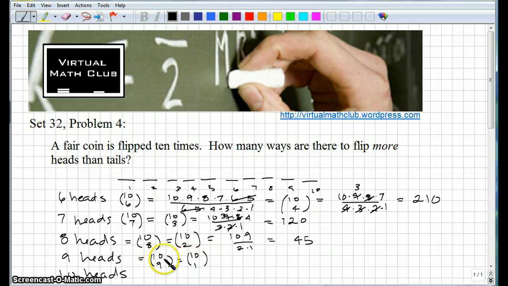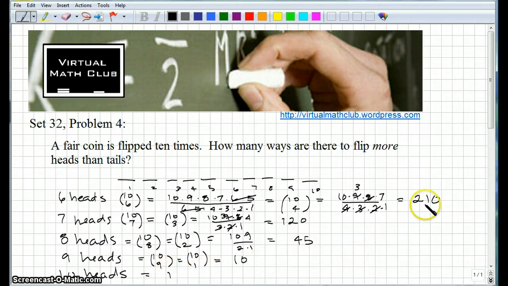Okay, so if we have 9 heads, then we just have one tail. So it's a lot easier just to place the one tail, and you've got 10 spaces where you could put the tail. So that's just going to be equal to 10, right? And then finally, 10 heads. There's only one way to get that, so that's a 1.